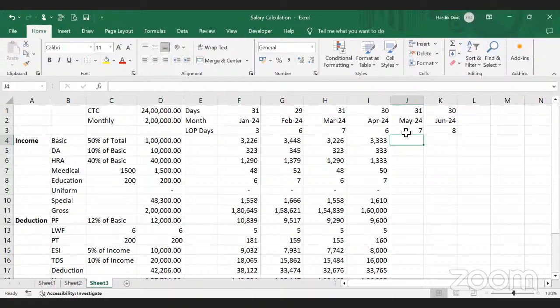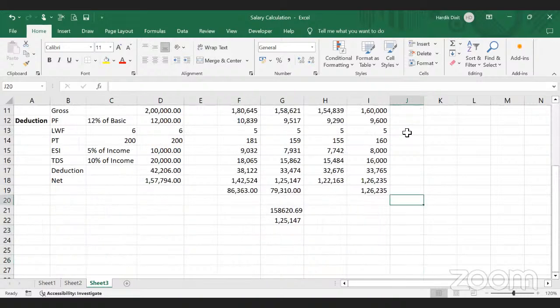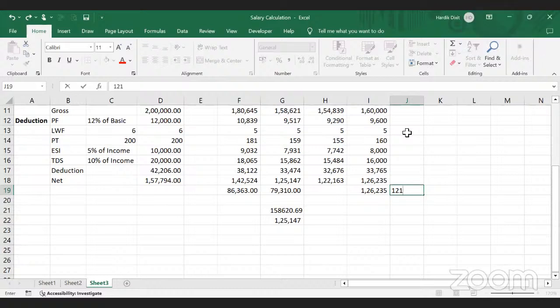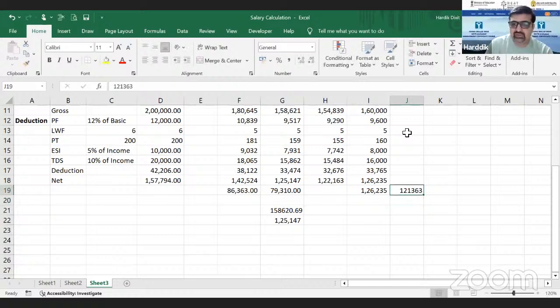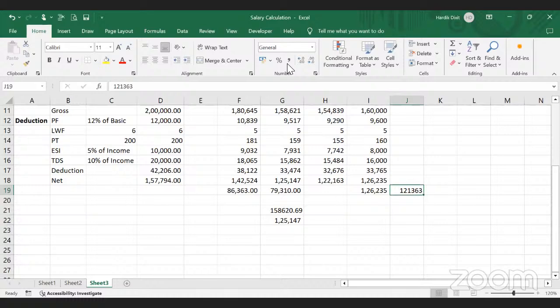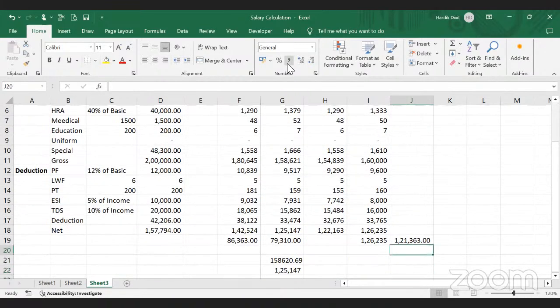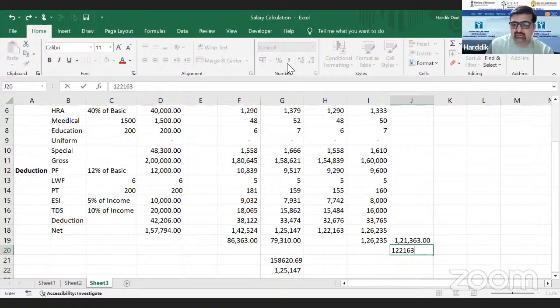Sir, it may be 1,21,363. You're saying 1,21,363. Okay. Yes, sir. Let's see what others have said. Sir, others also should not bring a forced answer. 1,22,163. Okay, see, two different bids have come.